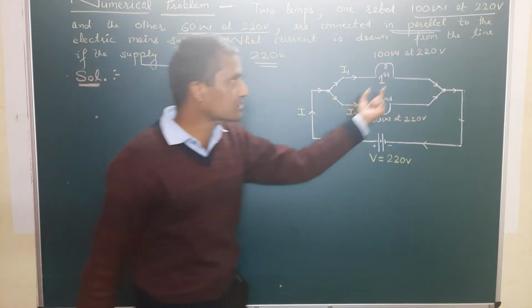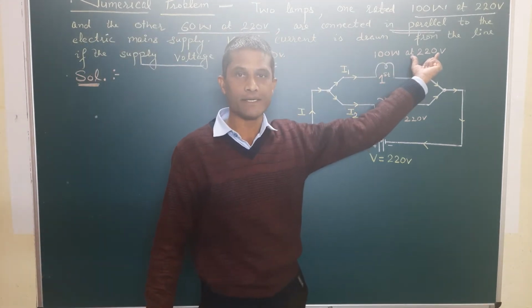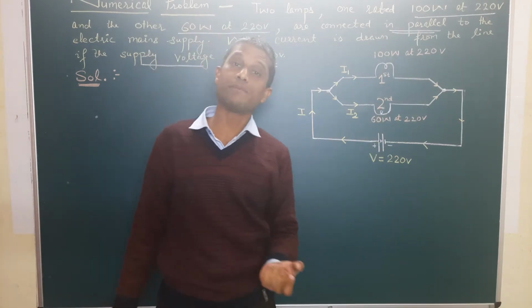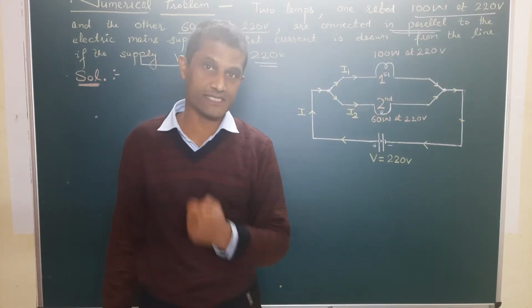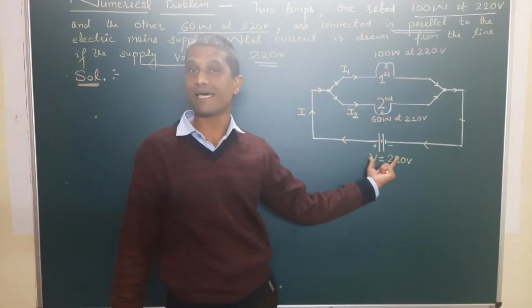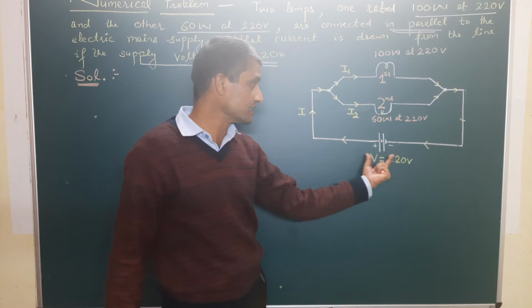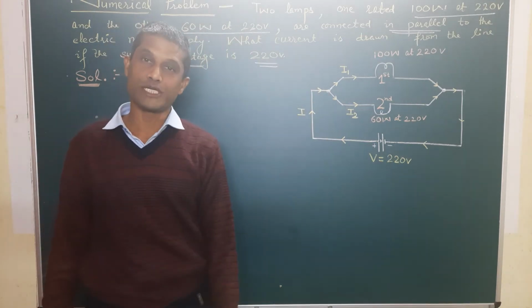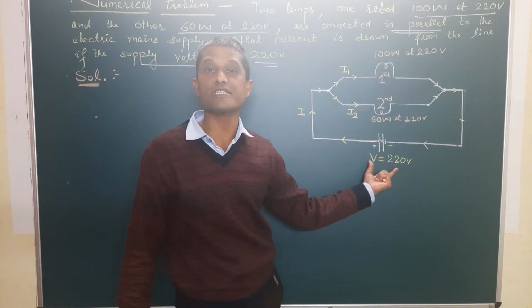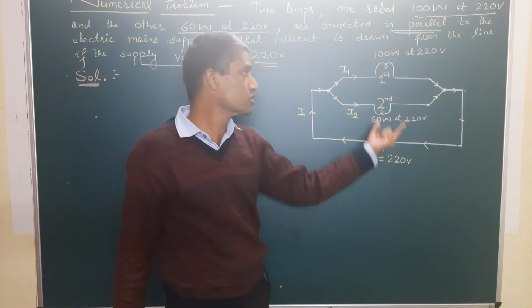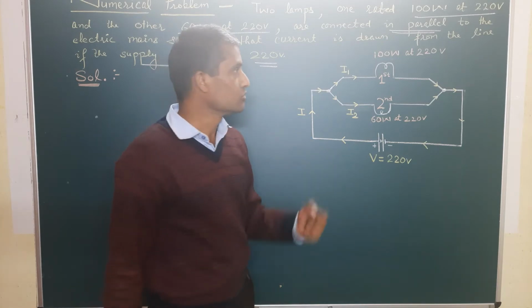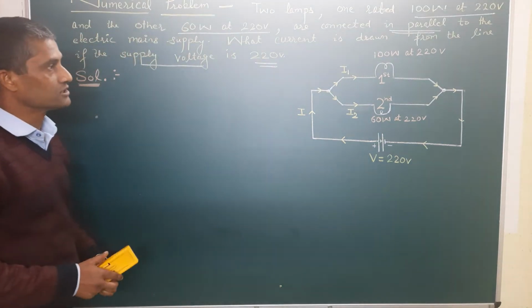So the voltage given in a power rating is different from the voltage which the bulb has in actual practice. The voltage in actual practice comes from the main supply line, and that voltage is given here as 220 volt. This is the operating or actual voltage to which the bulb is going to be subjected. Let us now go through this numerical problem.